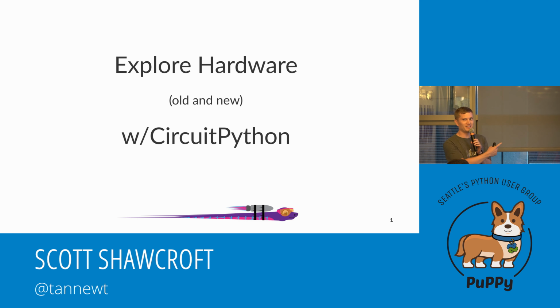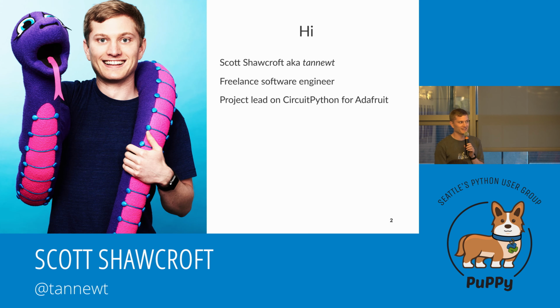This is a picture of me with our mascot, Blinka. It's a giant puppet, which is always fun to take pictures with. You may say, why am I taking pictures with a puppet? I'm Scott Shawcroft. I go by Tan Newt online. I'm a freelance software engineer. I work from home in Ballard, which means I have no excuse for not having come here before. But I plan on coming again, so thank you for having me.